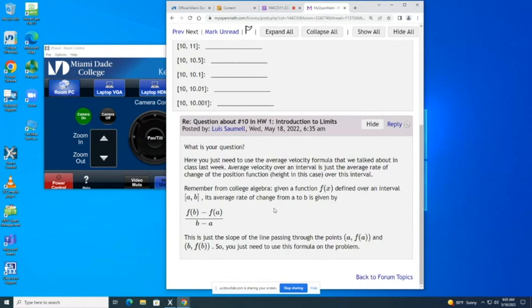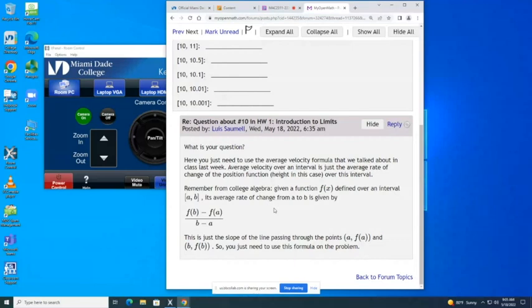This is just an average rate of change problem. Okay? And this is the formula. So given a function defined on a closed interval, if you want to find the average rate of change from A to B, over this interval, that's just the slope of the line that connects the point (A, f(A)) and (B, f(B)). And this is how you find the slope: y2 minus y1 over x2 minus x1. Here the y's are the values of the function and the x's are the points.